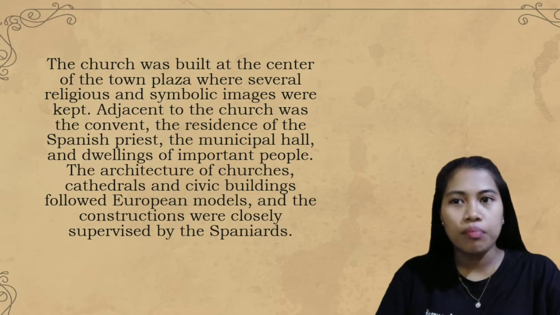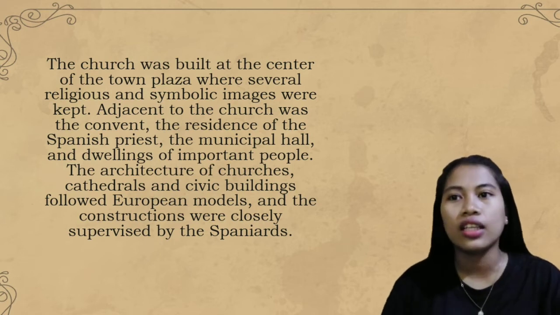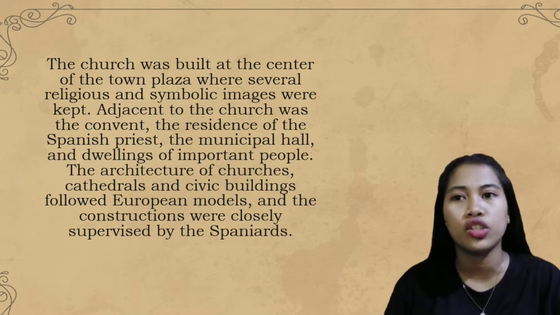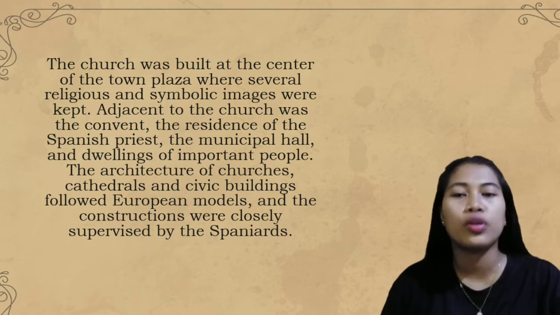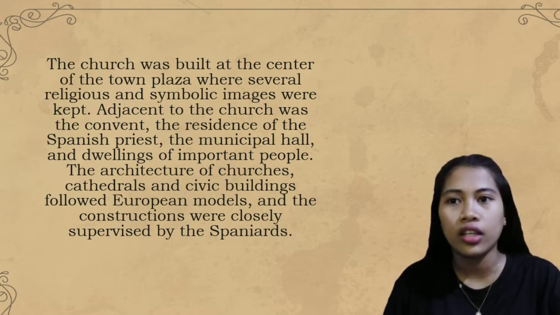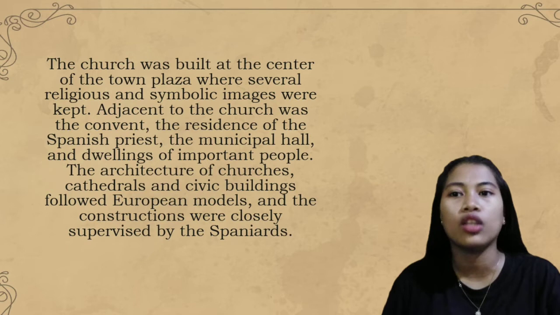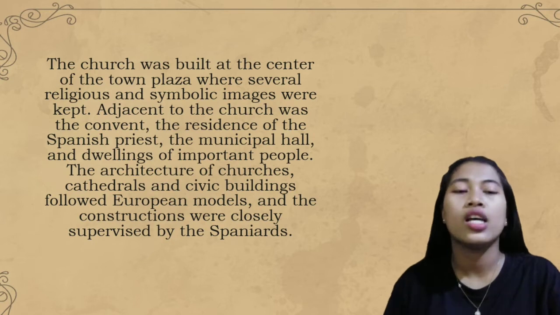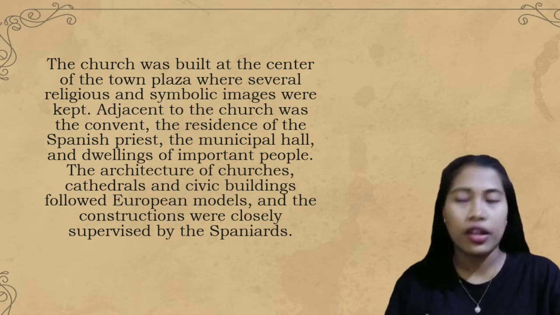So during this time, the church was built at the center of the town plaza where several religious and symbolic images were kept. Adjacent to the church was the convent, the residence of the Spanish priests, the municipal hall, and the dwellings of important people. The architecture of churches, cathedrals, and civic buildings followed European models, and the construction was closely supervised by the Spaniards.